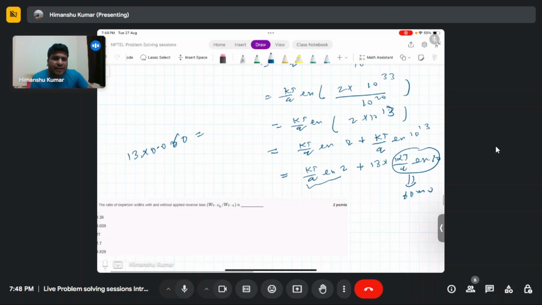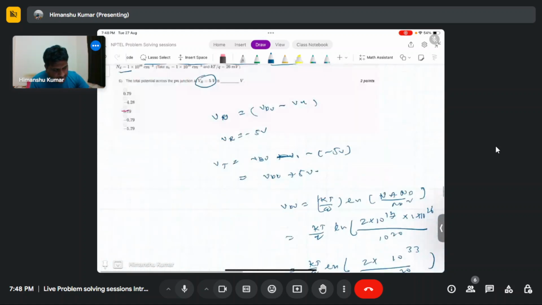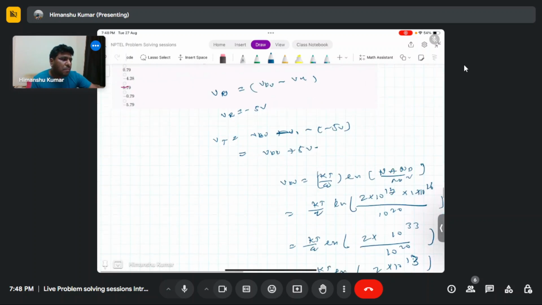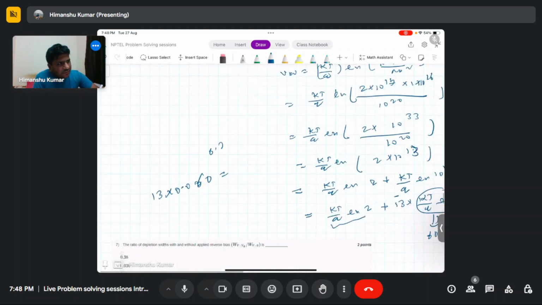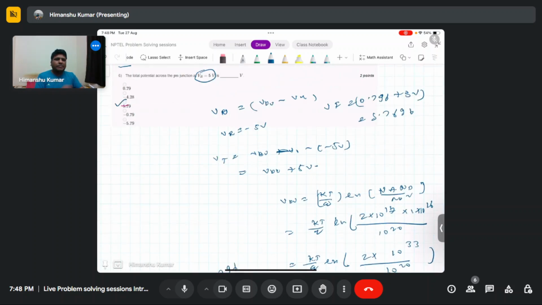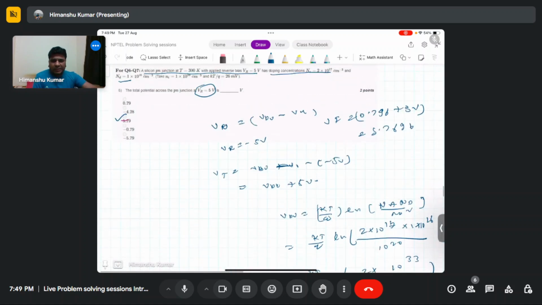And this factor is larger compared to the other, so you can get the correct answer approximately just by this. So the built-in voltage will be around 0.796, and now the total voltage will be 0.796 plus 5 volt. So this will be around 5.796, so the correct answer will be 5.79. The built-in part is around 0.78, and approximately you can calculate it just by this also.